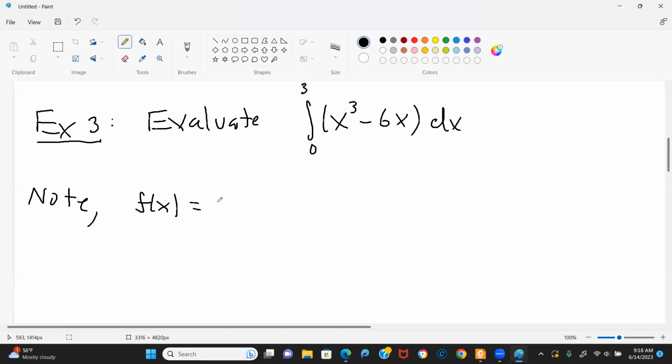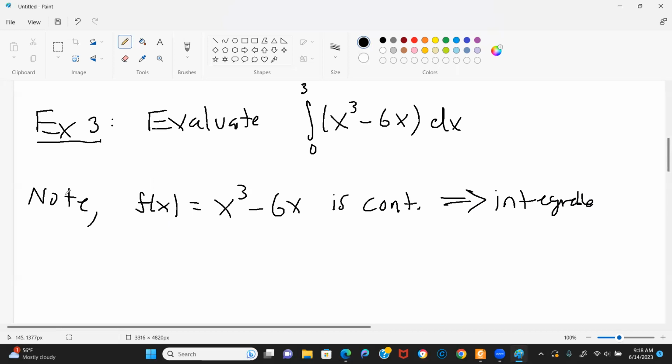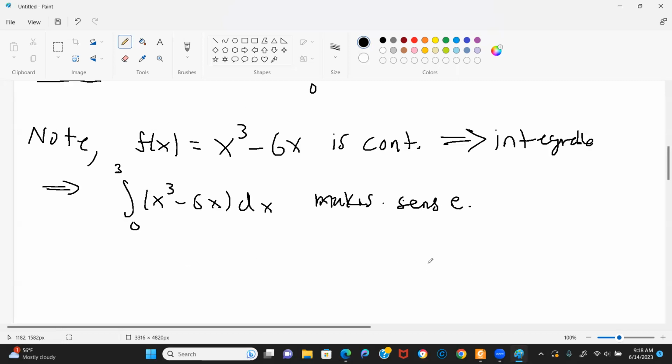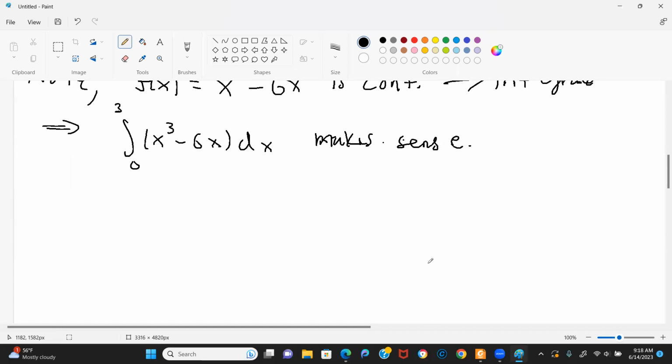So f of x, which is equal to x cubed minus 6x, is continuous. So it implies integrable. And then that implies that this makes sense. It makes sense to talk about this number because we have a continuous and therefore integrable function. So it makes sense to ask what is the integral? All right, so because it's integrable, we're going to use that theorem about computing it using the right endpoints.